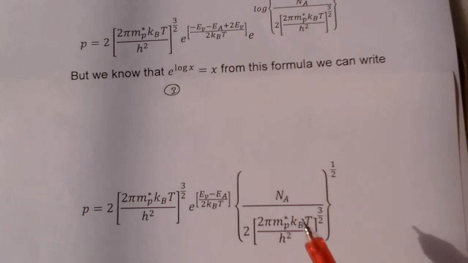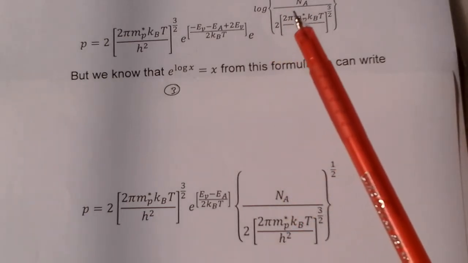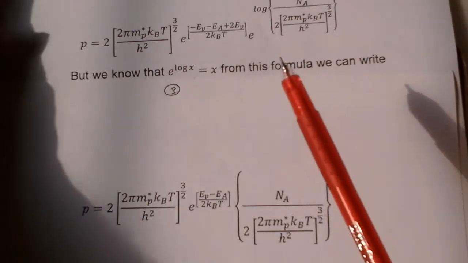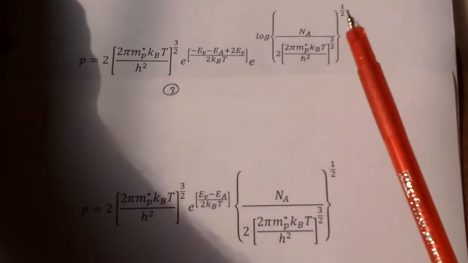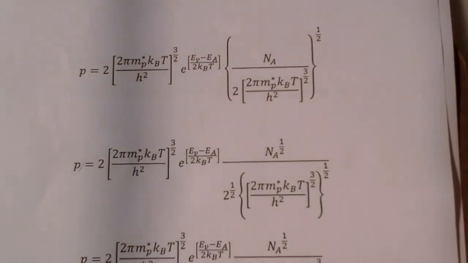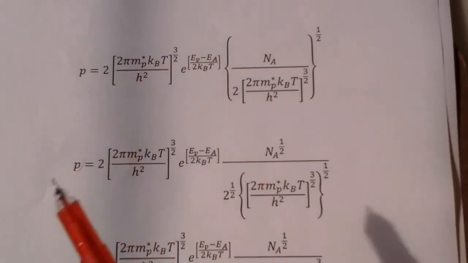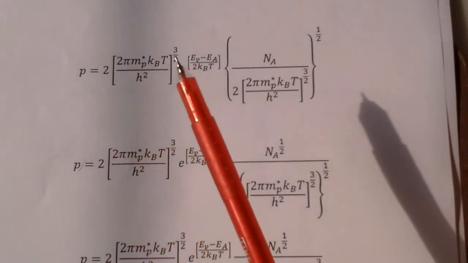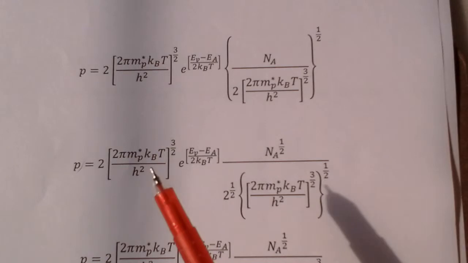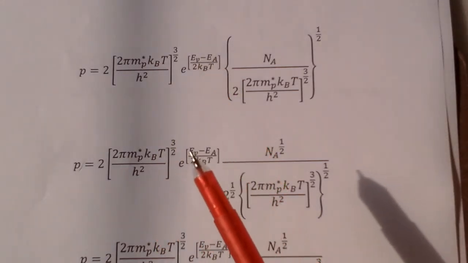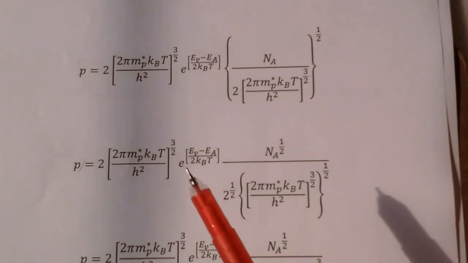NA / 2 into (2π mp* kBT / h²) whole power 3/2, whole power 1/2. Next, if you observe this carefully, from here to here: p = (2π mp* kBT / h²) whole power 3/2, e power of (EV − EA) / 2kBT, as it is.